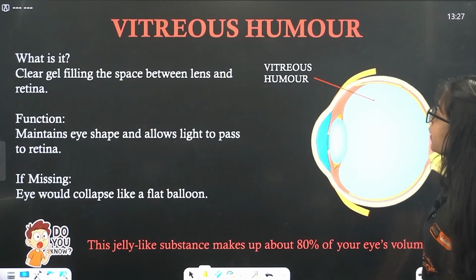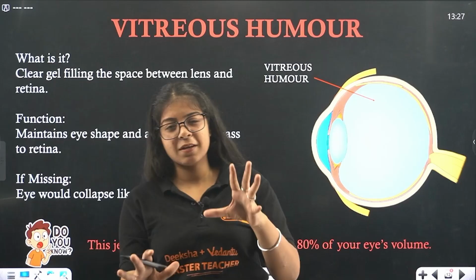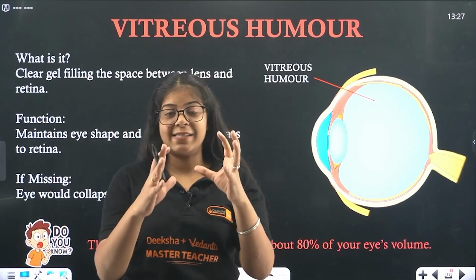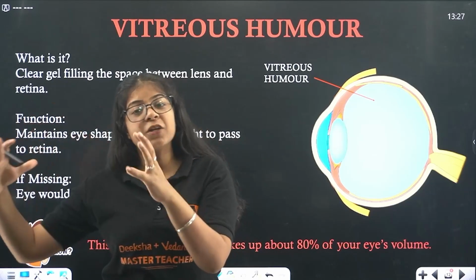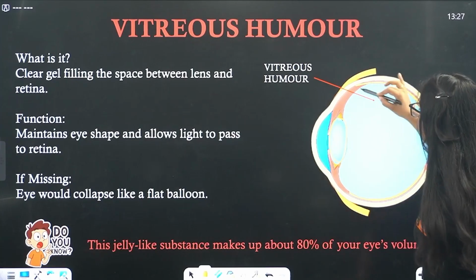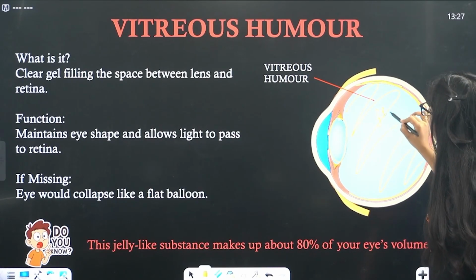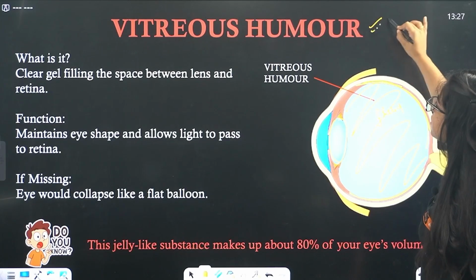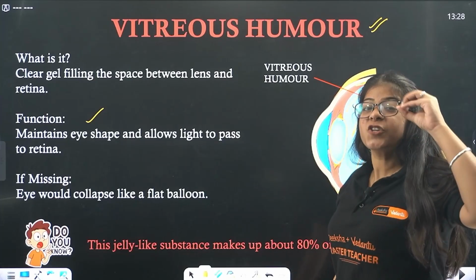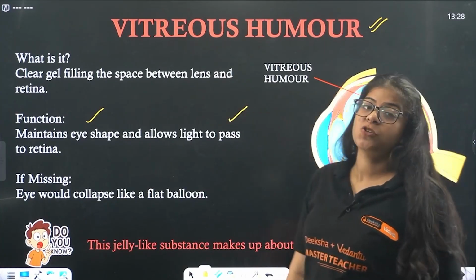Now the next thing, beta, is vitreous humor. Aqueous humor, vitreous humor, yes, one and the same thing but at a different position. So aqueous humor was between the cornea and lens. Now this is between the eye lens and your retina. So what is this whole space filled with? It is filled with a fluid called vitreous humor. What does it do? It maintains the eye shape, the spherical shape of the eye, and allows light to pass to the retina.